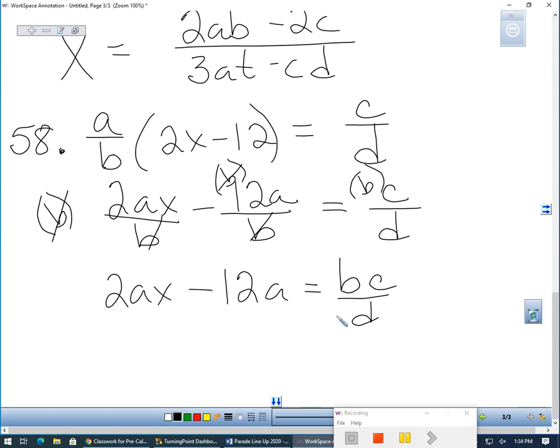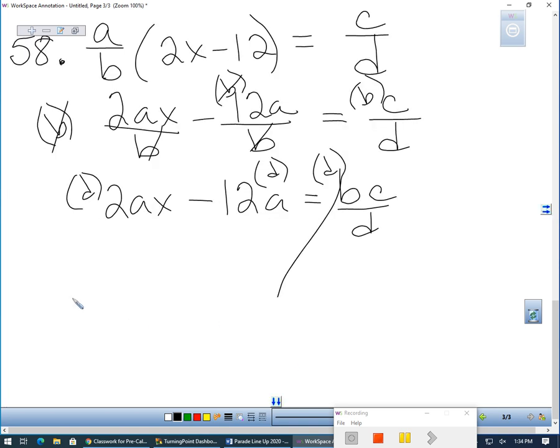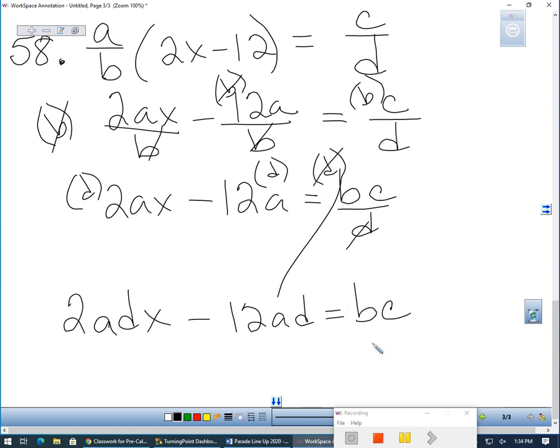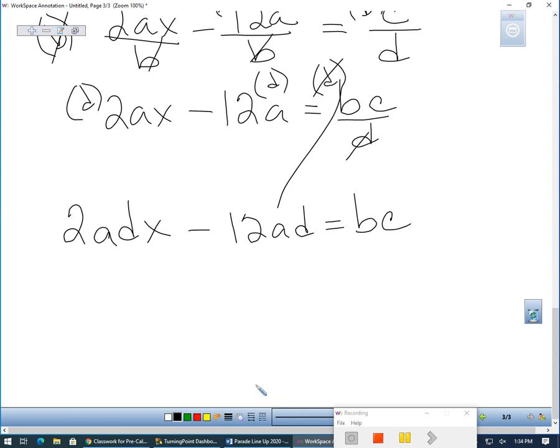All right, now what do you want to do? We still have a fraction. Times everything by d. Let's get rid of that one. All right. So we have 2adx minus 12ad equals, and here the d's cancel, bc. Now you do undistribute. Oh, we're trying to get x by itself. We only have one x term, right? Good, Maya. We're going to add 12ad to the other side.